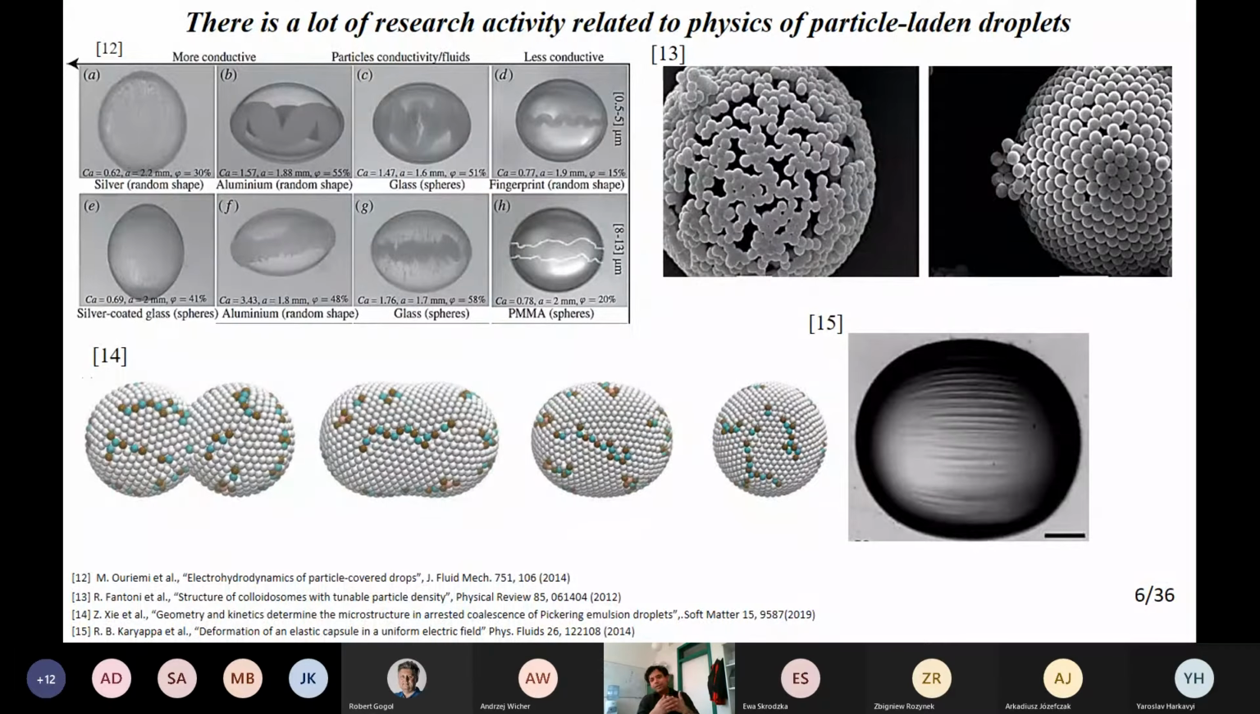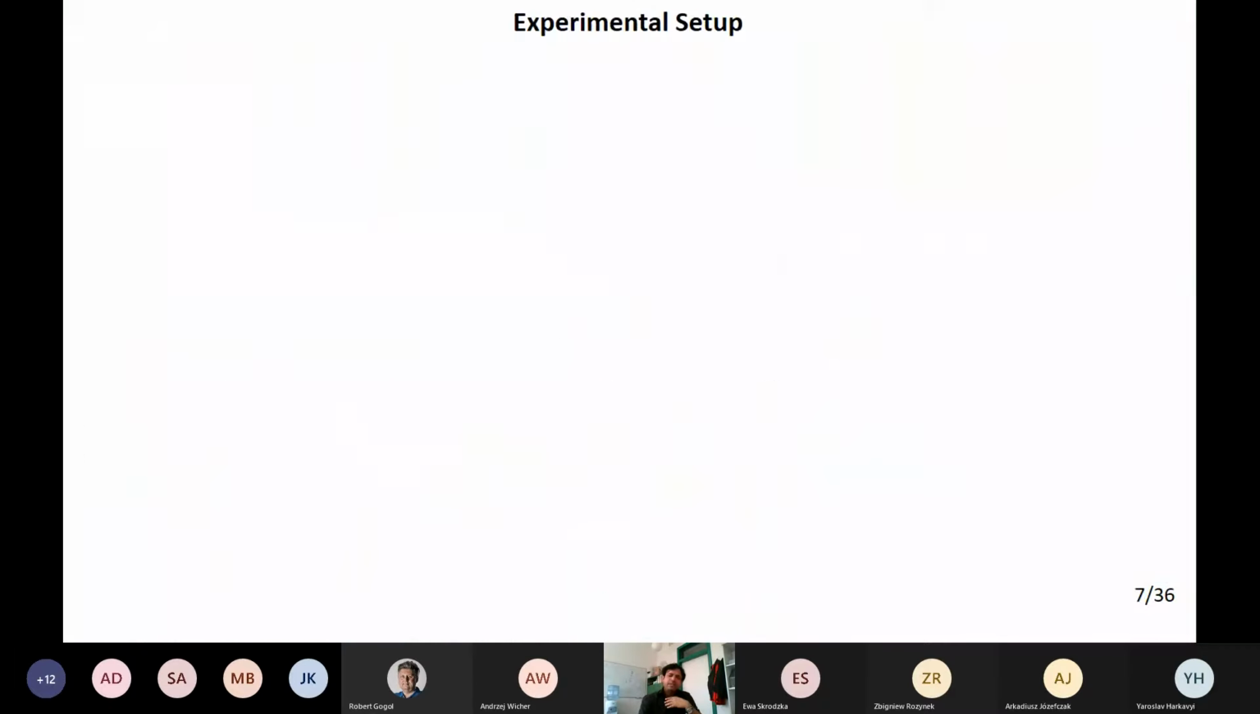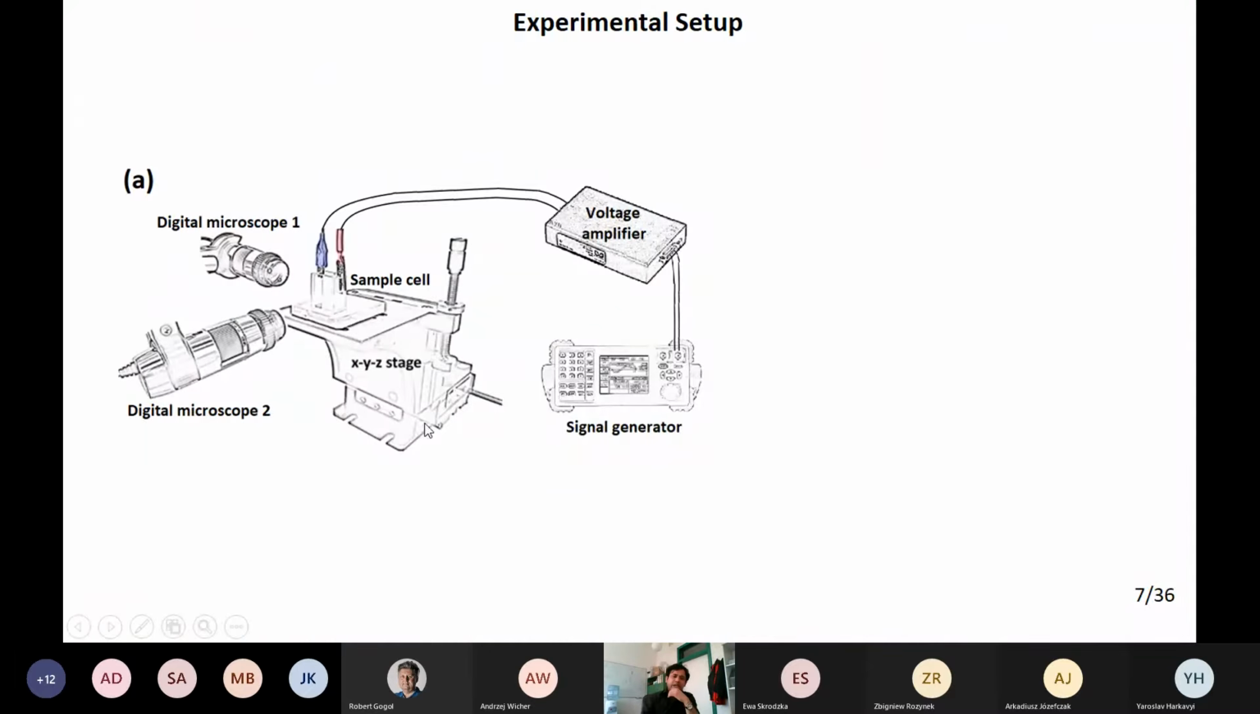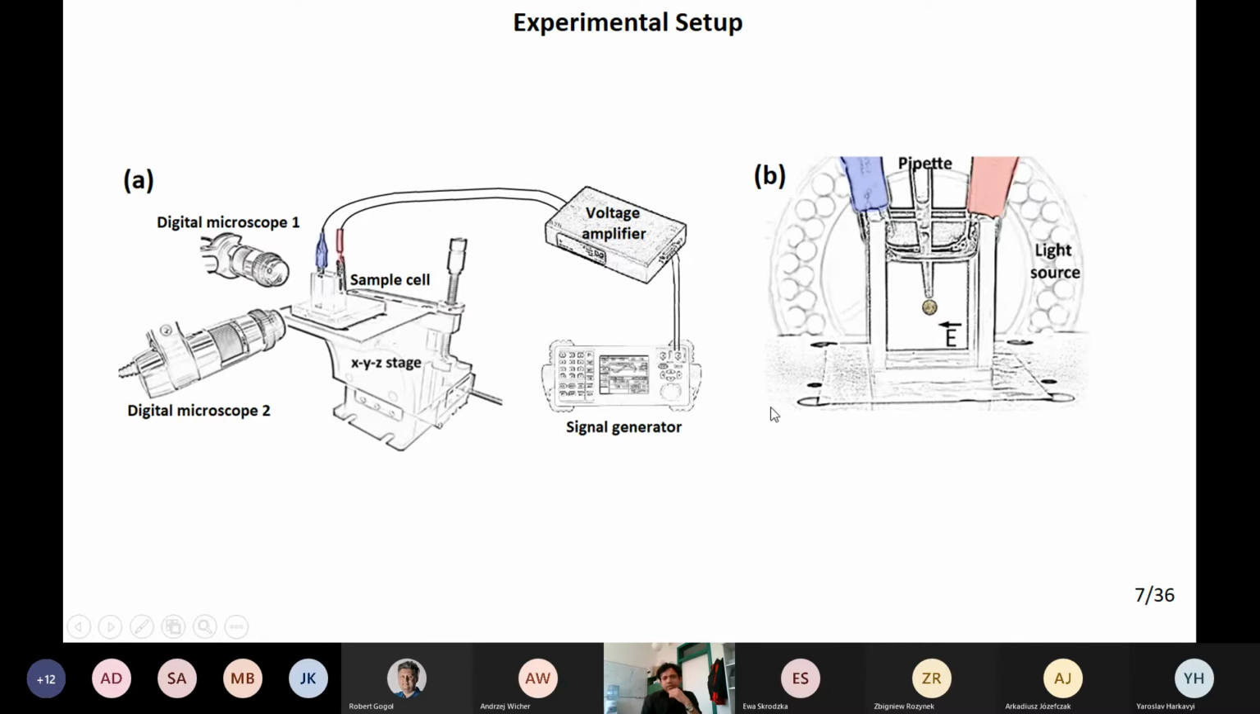Now I want to move to my experimental setup. Here is my experimental setup, in which we use two digital cameras. One is to see perpendicular to the direction of the field, and one is to study the droplet parallel to the direction of the electric field. This is our sample cell, and we use an XY stage to align our droplet with the digital microscope. And here we used a voltage amplifier, which amplifies the voltage to around 1000 volts, and this is the signal generator. This is our sample cell. We make the droplet in castor oil, and we apply the electric field in the horizontal direction.